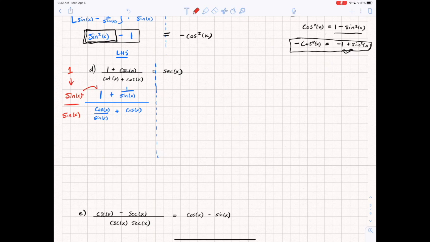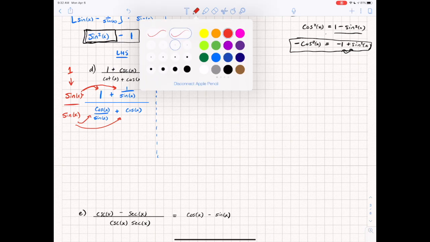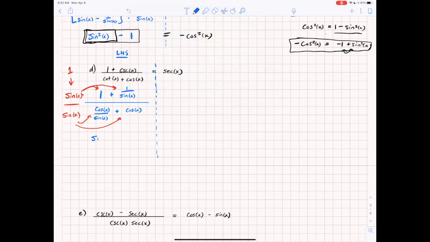Now this sine x though has to distribute to everything in the top and the bottom. So when I go through and multiply this out, we would get sine of x times 1, which is just sine of x, and then sine of x times 1 over sine, which would be plus 1, because those two things would cancel. This would be all over sine of x times cosine over sine, which is cosine x, sines would cancel, plus here cosine sine.